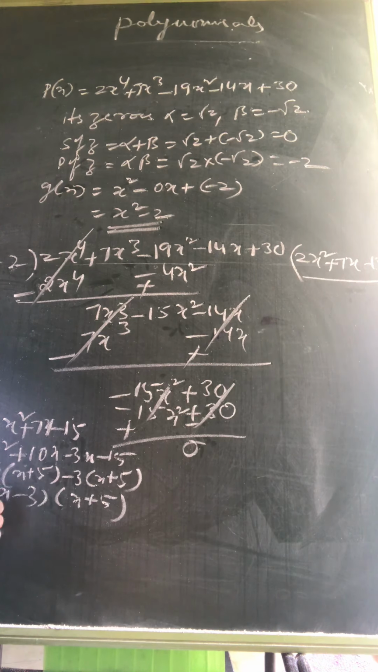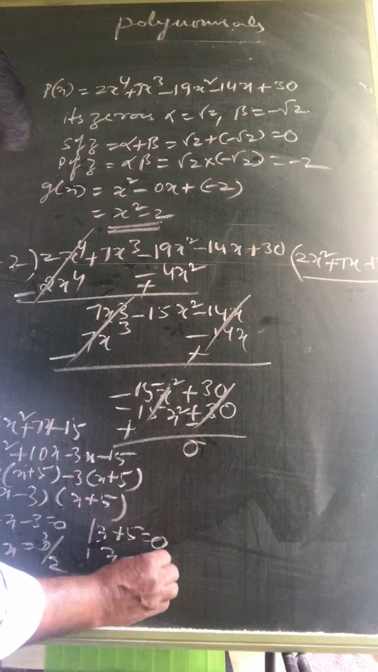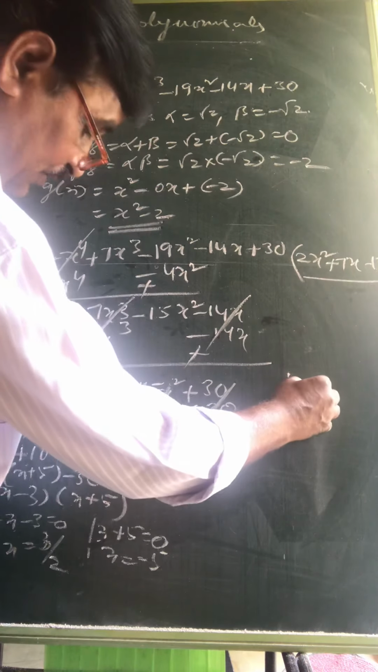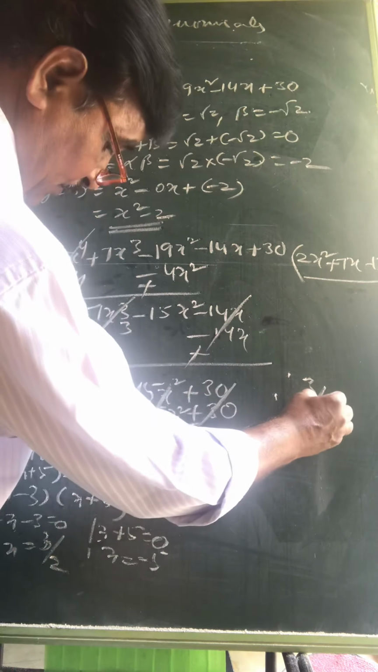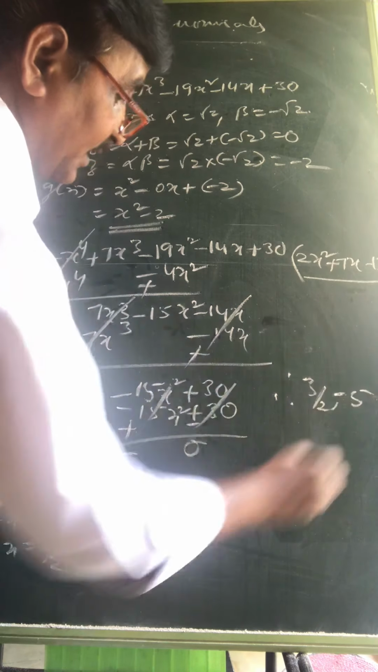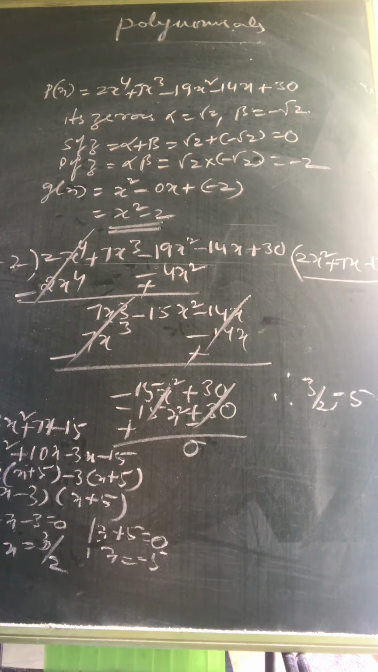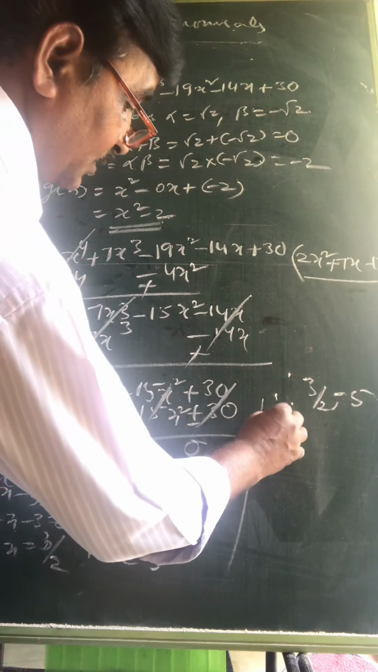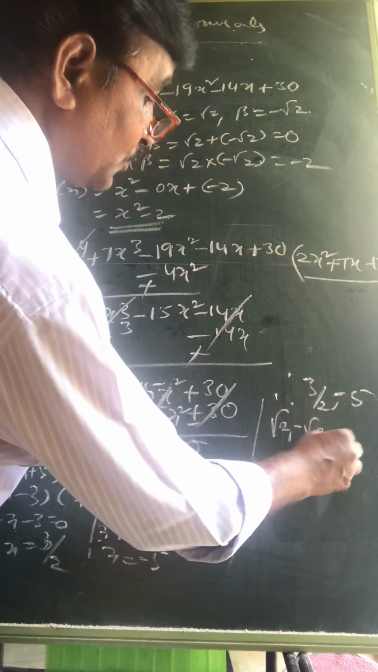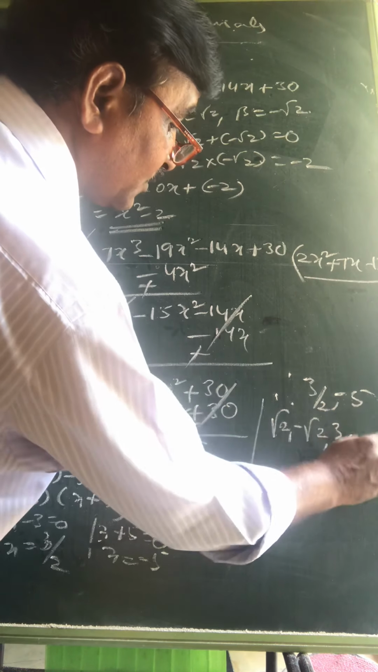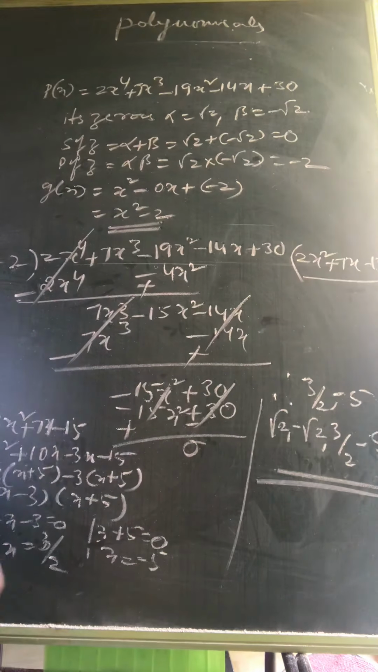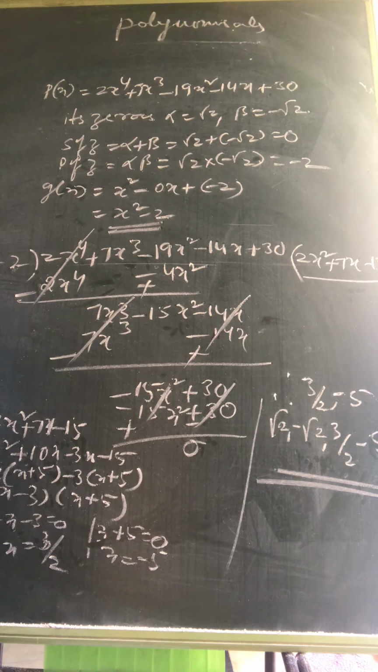Now we have to find the zeros. Therefore 2x minus 3 is equal to 0, x is equal to 3 by 2; x plus 5 is equal to 0, then x is equal to minus 5. Therefore the other two zeros are 3 by 2 and minus 5. That means all the zeros are root 2, minus root 2, 3 by 2, minus 5. These are all the four zeros.